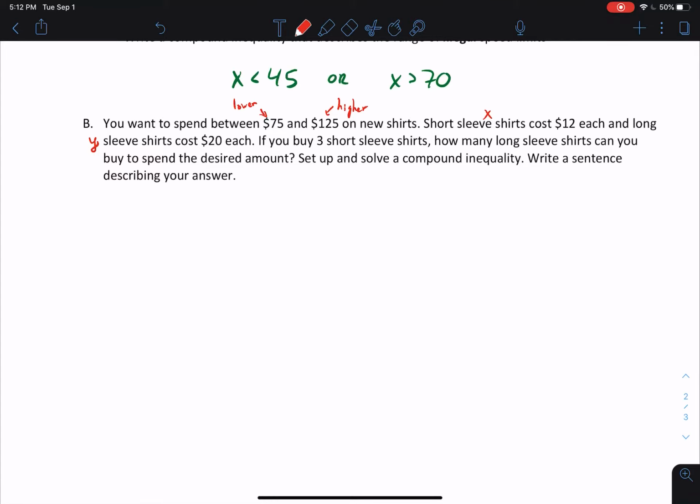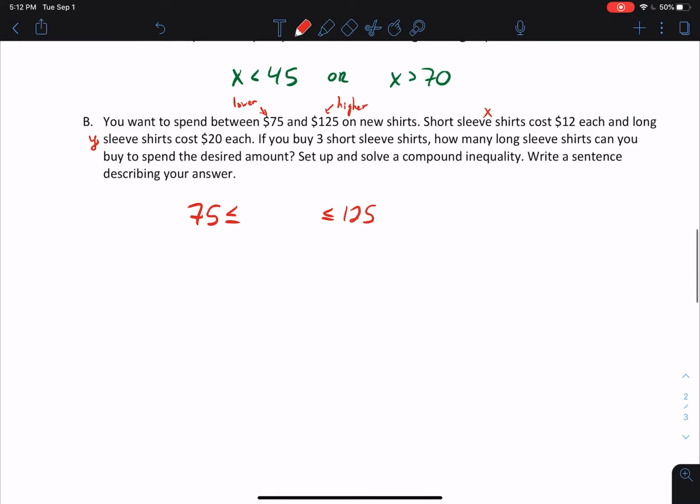Okay, so if you buy 3 short sleeve shirts, how many long sleeve shirts can you buy to spend the desired amount? Set up and solve a compound inequality. All right, well, my limit for my budget is $75 to $125. Okay, I can spend 75 and I can spend 125. So that's why I have those equalities there. Okay, but those are my limits. Now, I've got to write an expression inside of this that's sandwiched in between 75 and 125 to represent what I'm spending money on. I'm spending money on short sleeve shirts and long sleeve shirts.